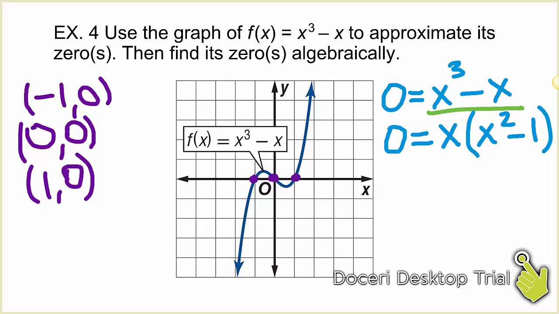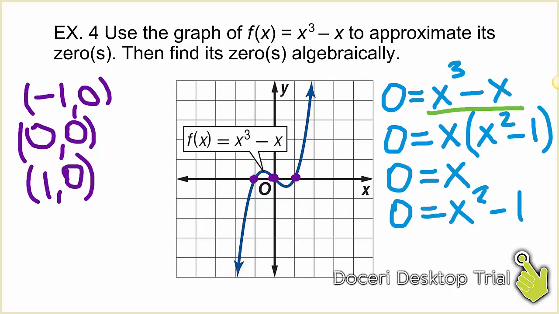When you factor and you have two things that multiply to equal 0, you can actually separate those two things. So 0 equals x is one solution, and 0 equals x squared minus 1 is another. So I can continue solving. Well, x equals 0 is one solution. I already have that. Now for the other one, I would add 1 to both sides. So now this is going to be 1 equals x squared.